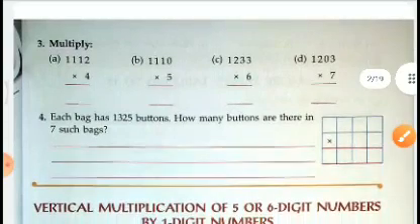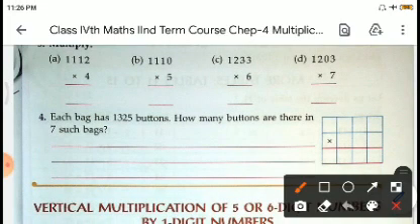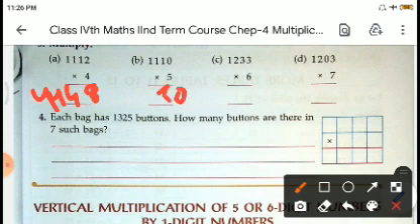Now some simple questions are there. 1 1 1 2 by 4, 4 2s are 8, and then 4 1s are 4, 4 1s are 4, and 4 1s are 4. Now 1 1 1 0 by 5, 5 zeros are 0, 5 1s are 5, then 5, and then 5, and so on and so forth.